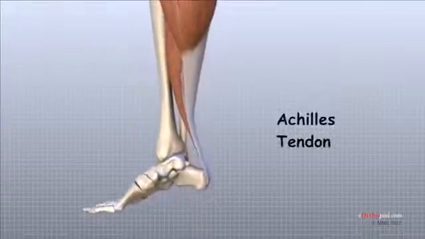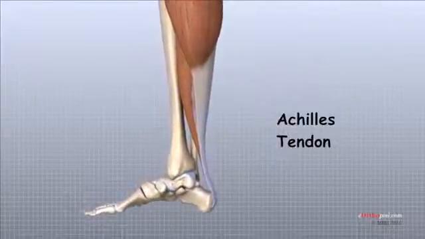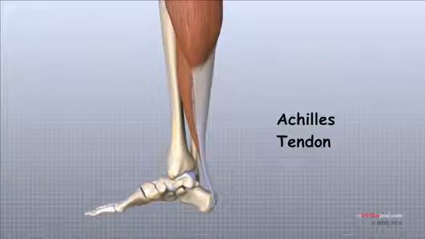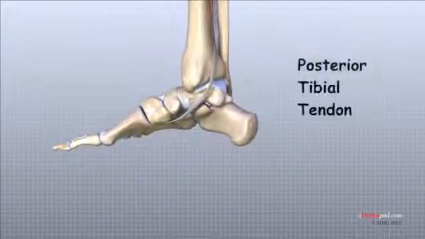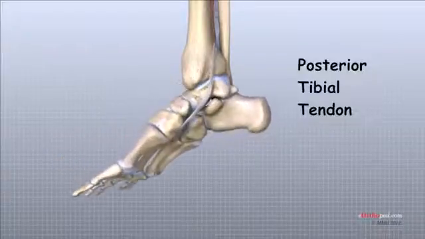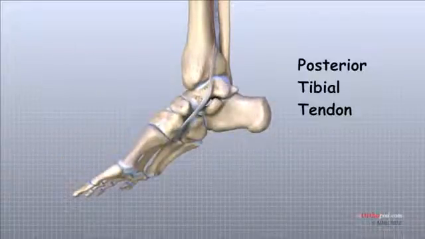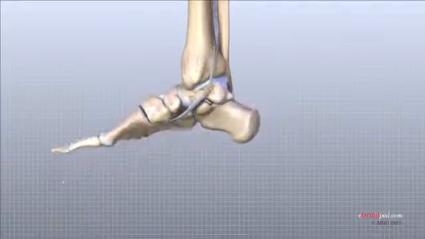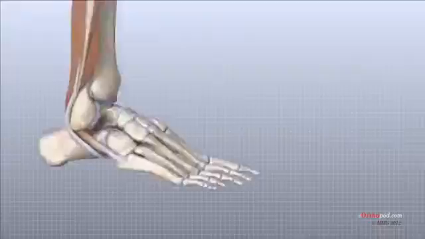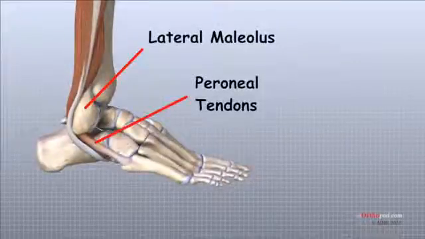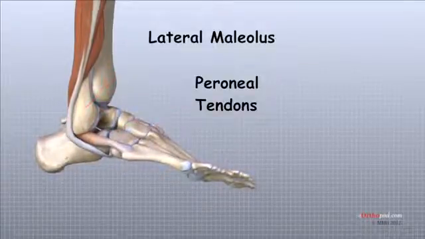The large Achilles tendon is the most important tendon for walking, running, and jumping. It attaches the calf muscles to the heel bone to allow us to raise up on our toes. The posterior tibial tendon attaches one of the smaller muscles of the calf to the underside of the foot. This tendon helps support the arch and allows us to turn the foot inward. The anterior tibial tendon allows us to raise the foot. Two tendons run behind the outer bump of the ankle, called the lateral malleolus, and help turn the foot outward.